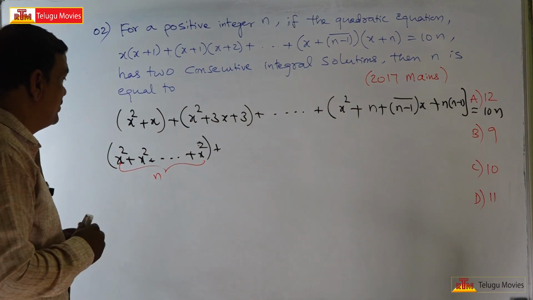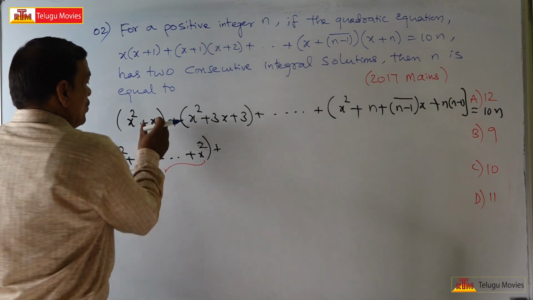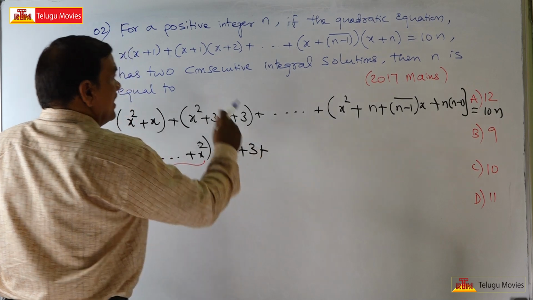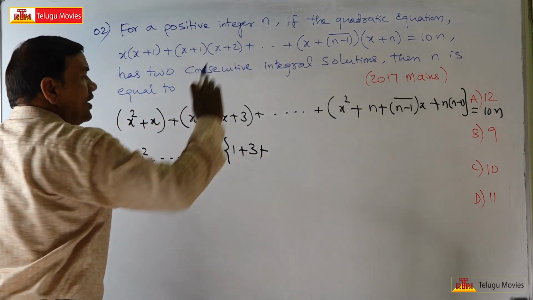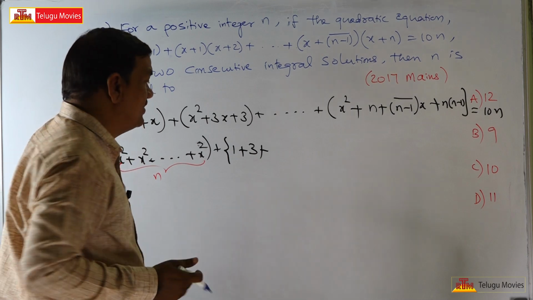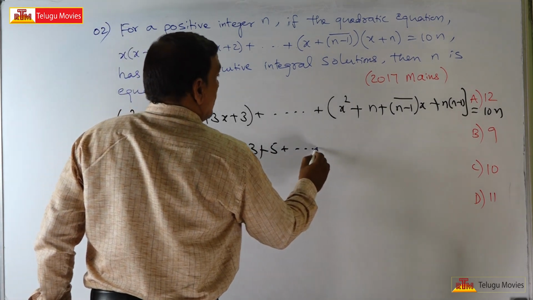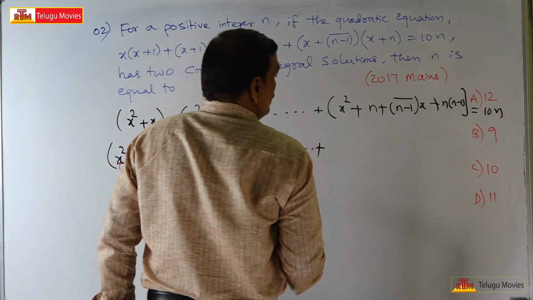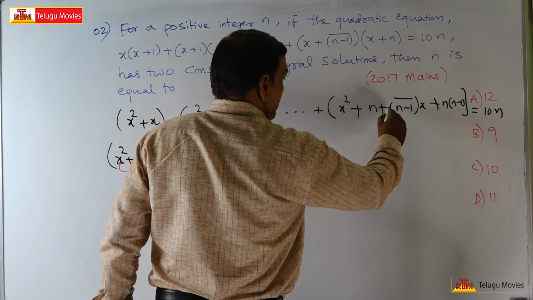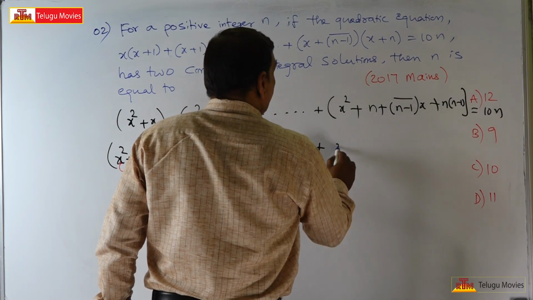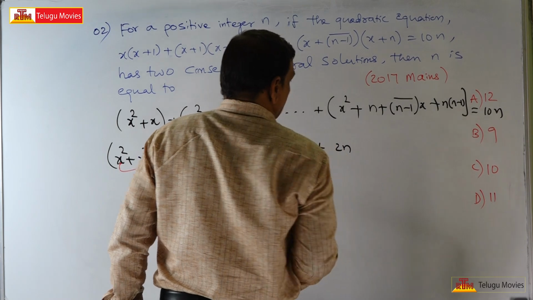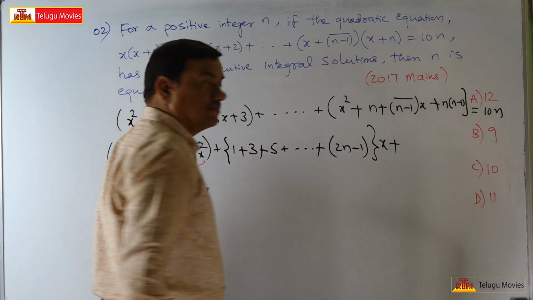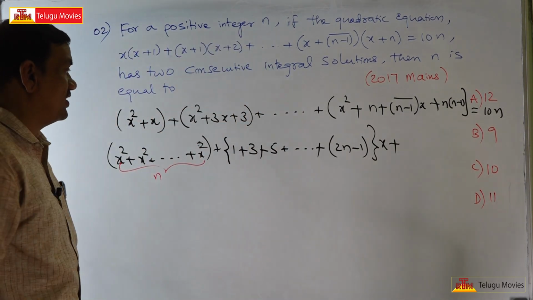Next, take the x coefficients. Here the x coefficient is 1, here 3. Next, 1 and 2, next 2 plus 3, 5 will come, plus so on. What will the last one be? If you observe, it is 2n minus 1. It is an odd number, plus 2n minus 1, that is the x term.